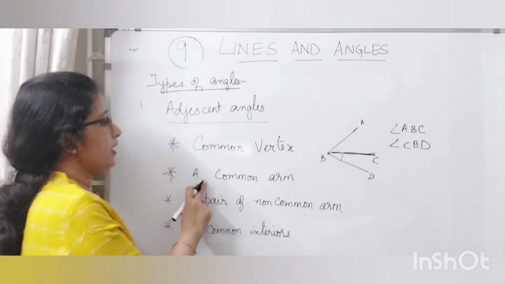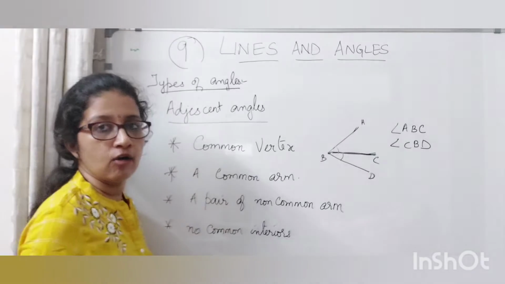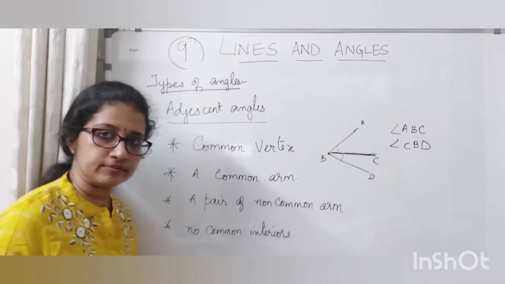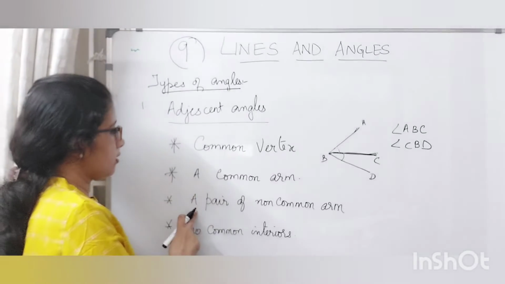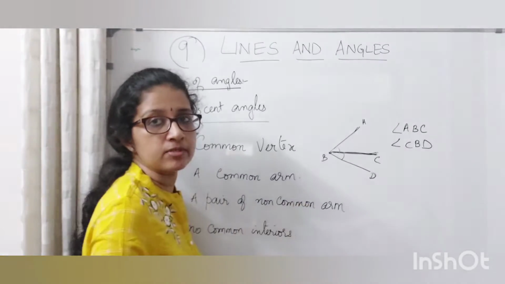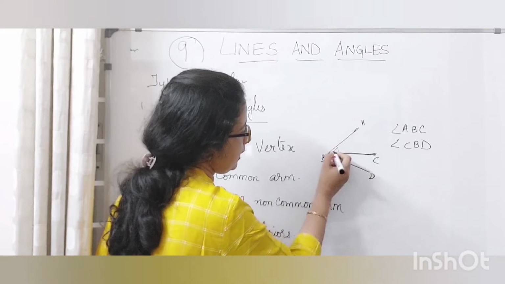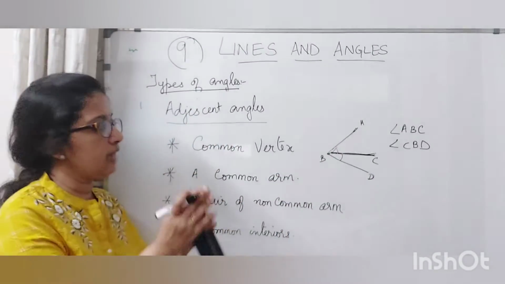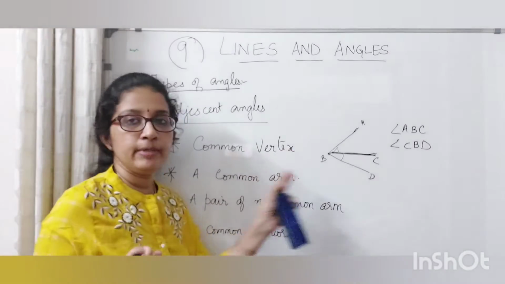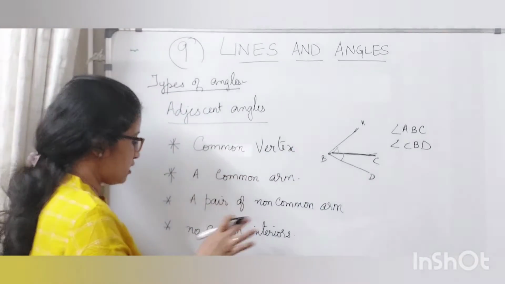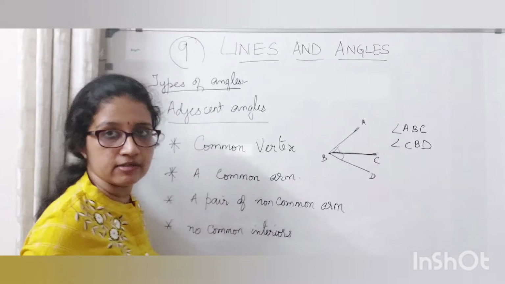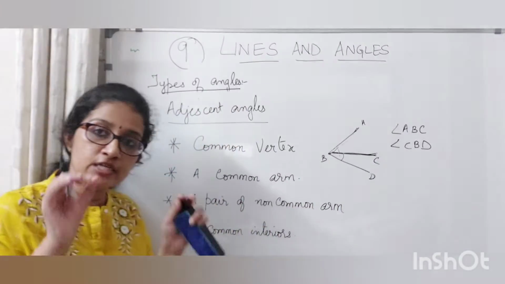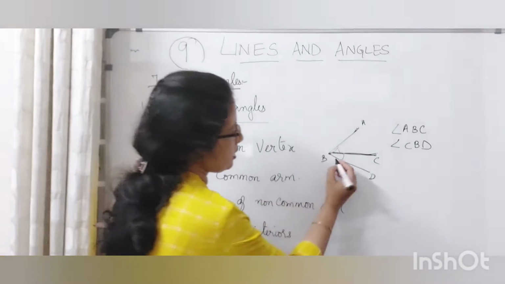Okay, what is the next point? A common arm should be there. Which is the common arm here? BC is the common arm here. What is the third point? A pair of non-common arms. So AB and BD are the pair of non-common arms on either side of the common arm BC. And what is the fourth point? No common interiors. So for this angle and this angle, is there any common interiors? What do you mean by interiors?